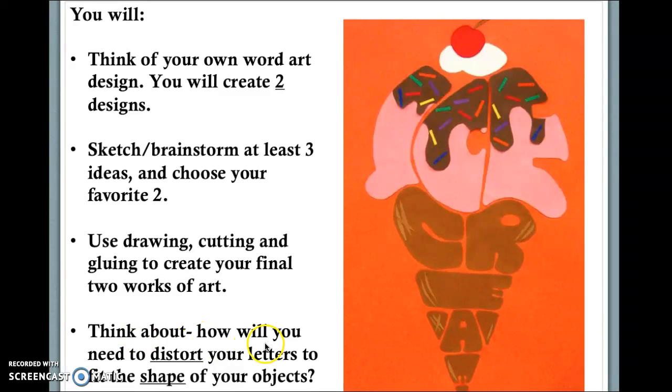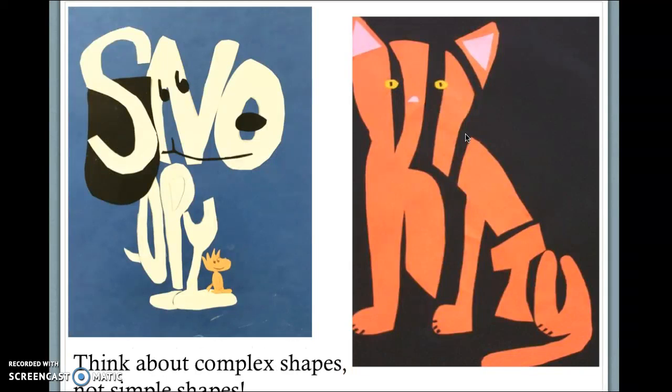You're going to have to think about how you'll need to distort your letters to fit the shape of your objects. So notice the C and the E right here. The artist had to figure out a way to stretch, squish, distort those letters to really fit their object so that the ice cream was only made up of letters in the end.